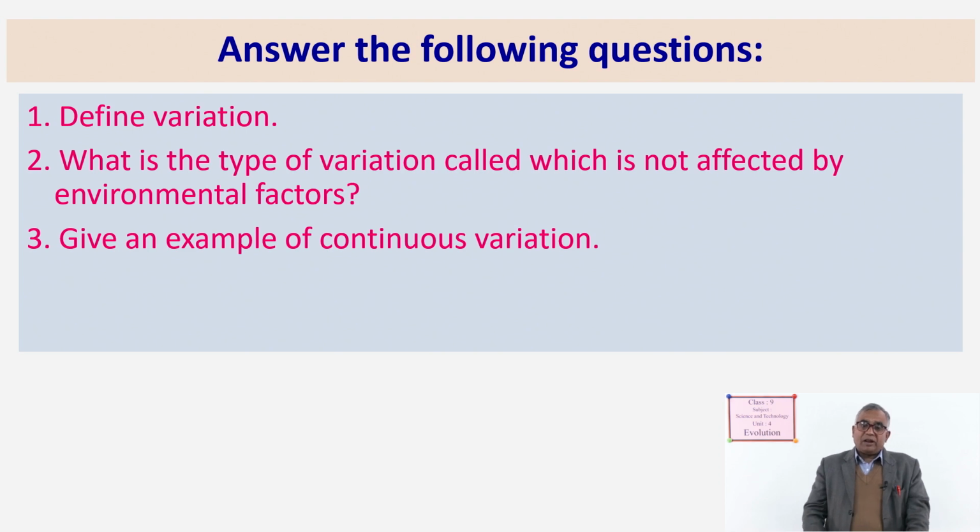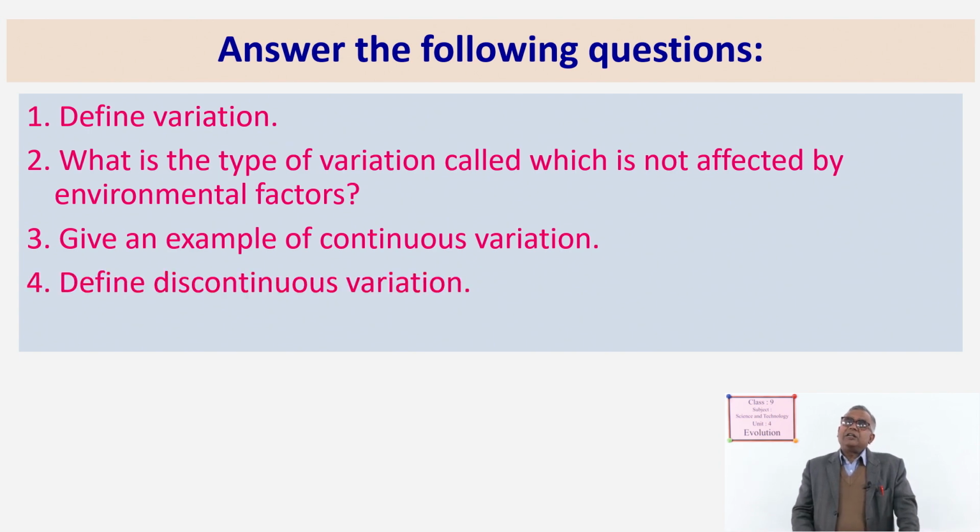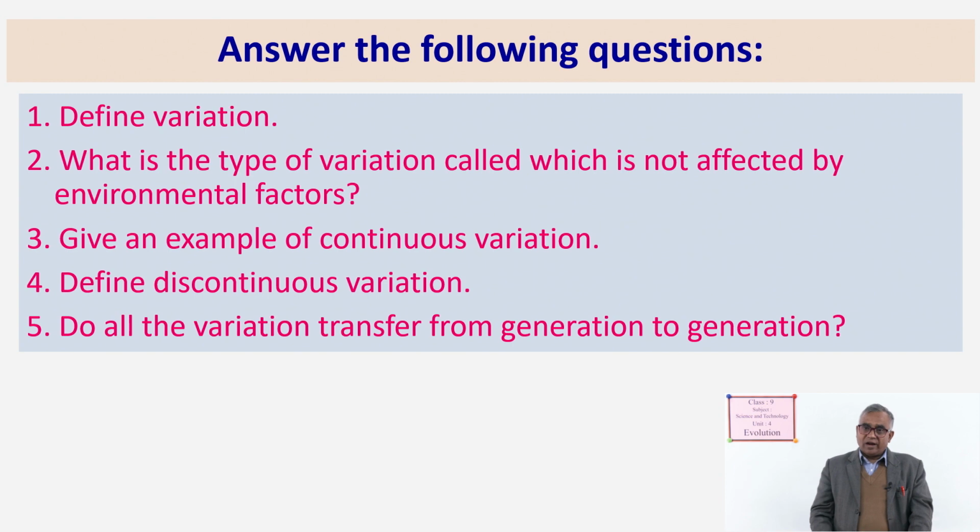Give an example of continuous variation. You can give a number of examples for it. Yeah, very easily. Define discontinuous variation. I think now you are able to define discontinuous variation. That variation which does not have an intermediate character. Yes, that is called what? Discontinuous. And finally, do all the variations transfer from generation to generation?